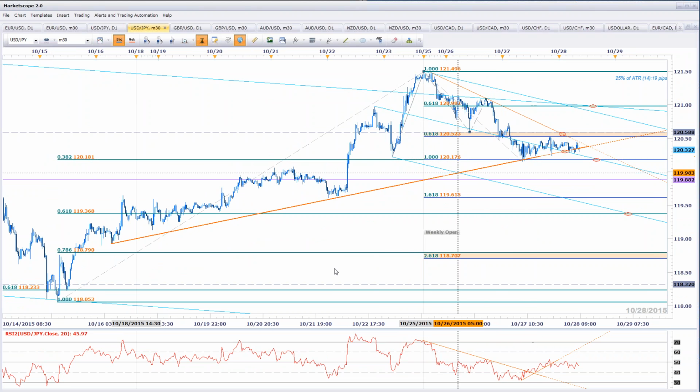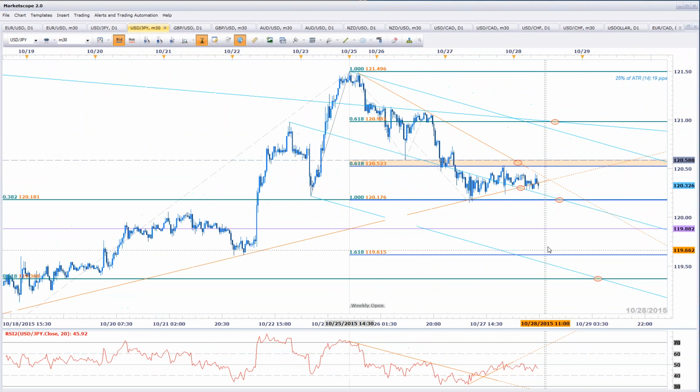Our view is that this is just the onset, likely to see a little bit more of a draw to the downside. That being said, your levels are pretty clear. 120.58 for the rally into 121. A downside break below 120.17, you're looking for the 2015 open.